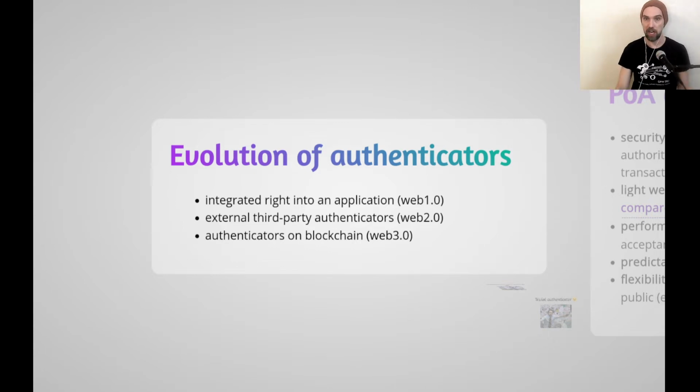And finally, blockchain, it's Web 3.0, has naturally become the third iteration in the evolution of authenticators. On the one hand, the technology provides a truly decentralized and transparent audit platform for authentication, and on the other hand, it makes the authentication and identification flow much more anonymous.